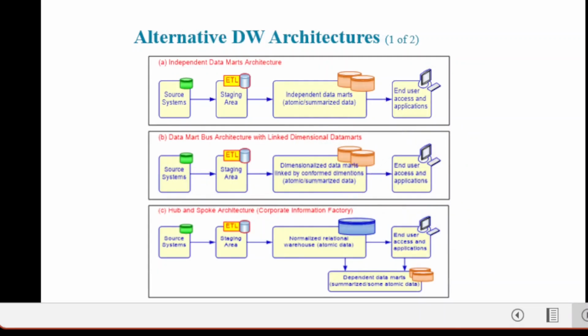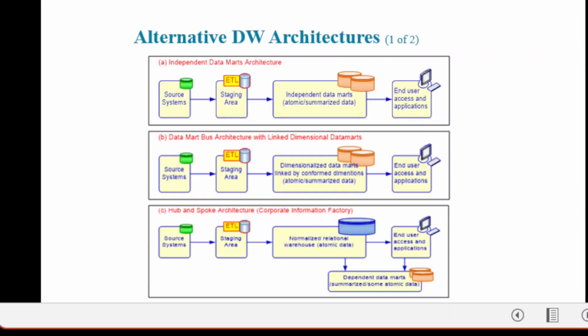Now we look into alternative data warehouse architectures. This is the independent data mart architecture. We have source systems, which is the source database. It can be a legacy system, it can be a relational database management system, it can be a point of sale system or anything, or even your ATM. Then there is the staging area where the data is extracted, transformed, and loaded, and then we have independent data marts. And then from there the end user will have their access and applications to do analysis.